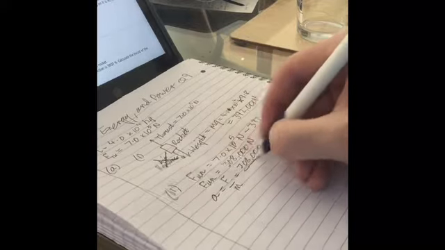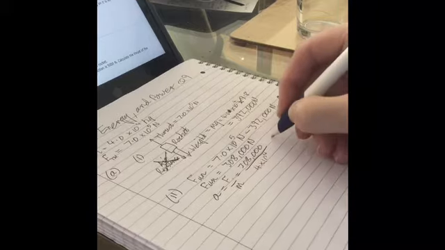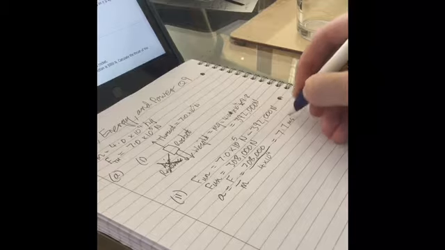And from that we can work out the acceleration, F over m, 308,000 newtons unbalanced force over 4 times 10 to the 4 kilograms, which should give us an acceleration of 7.7 meters per second squared.